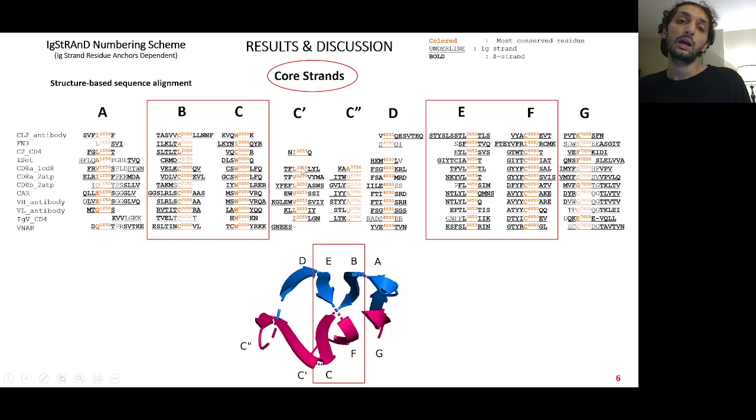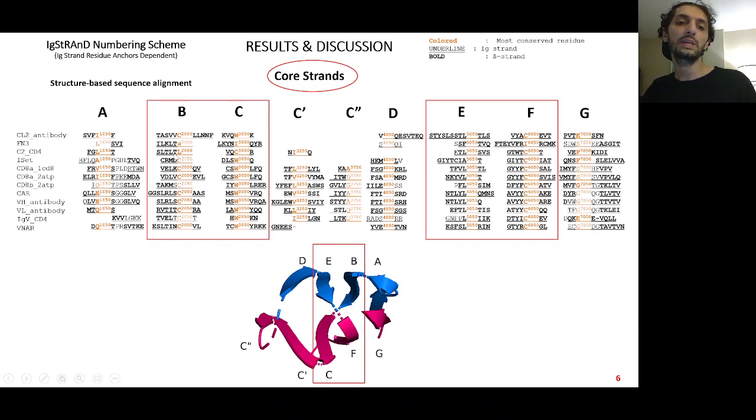All Ig cores, even though they can have a deletion in one of the strands, do have a core. The core is essentially the B, C, E, and F strands. And here we have the structure-based sequence alignment of all the Ig domains that we analyzed.